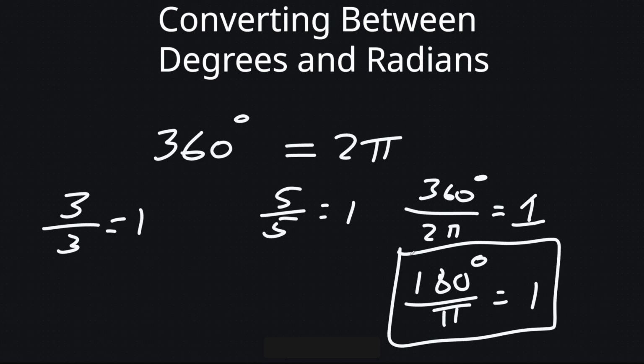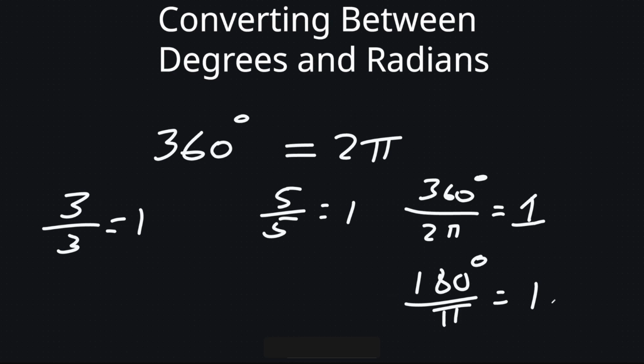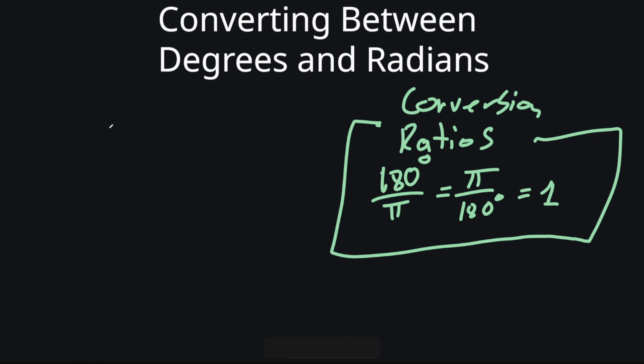Now, this is going to be our core measurement. 180 degrees over pi is equal to 1. And at the same time, in fact, this is also equal to pi over 180 degrees. They're all the same thing, and we're going to see why that's useful. Now, on to some problem solving.